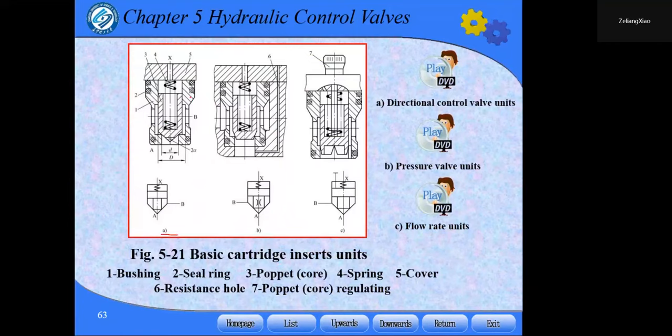Here, 1 is the bushing, 2 is the seal ring, 3 is the pilot valve core, 4 is the spring, 5 is the valve core, 6 is the control hole, and 7 is the type of regulation. And this is the directional control unit, one part of our structure.